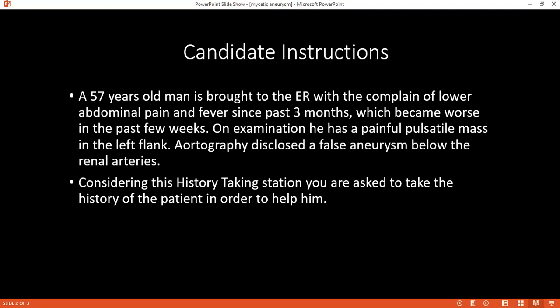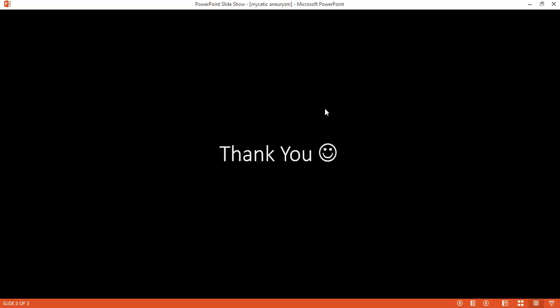Last question, how would you differentiate between a true aneurysm and a false aneurysm? Yes, a true aneurysm includes all the layers of the arterial wall, while the false aneurysm involves only the outer layers. Okay, good. Very good. Right. Now I'm satisfied.